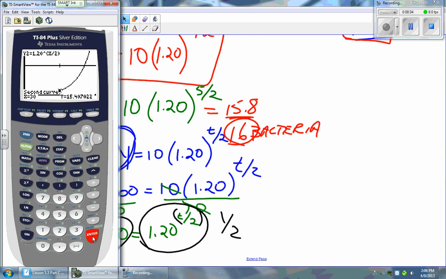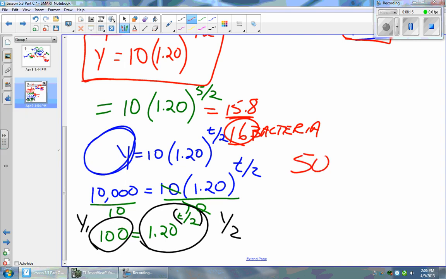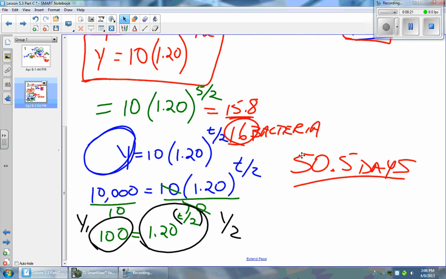Enter, enter, enter. And guess what we've got? Look at that. It's going to take 50.5 days in order to get 10,000 bacteria. So in 50 and a half days, you'll have 10,000 bacteria. And that's how you do these kind of questions.